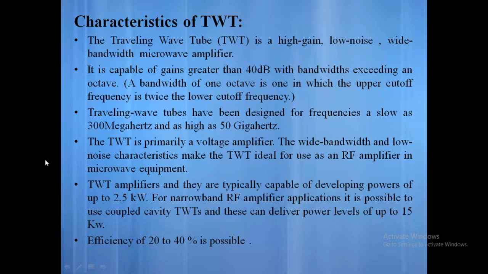Next, traveling wave tube amplifiers are typically capable of developing powers up to 2.5 kilowatts. For narrowband RF amplifier applications, it is possible to use coupled cavity traveling wave tubes, and these can deliver power levels up to 15 kilowatts. By using traveling wave tubes, efficiency of up to 20 to 40% is possible.